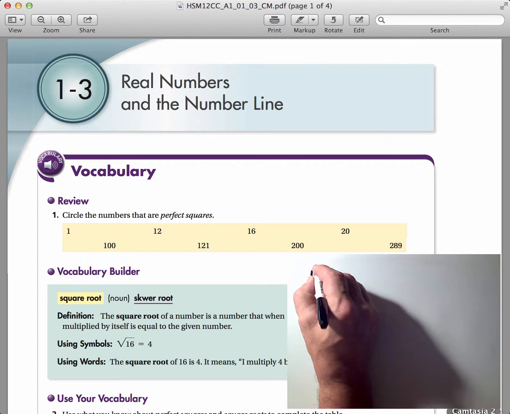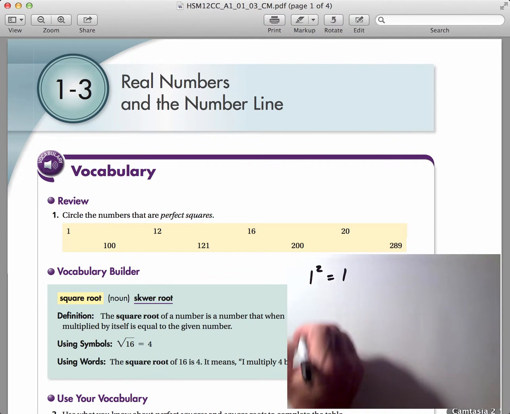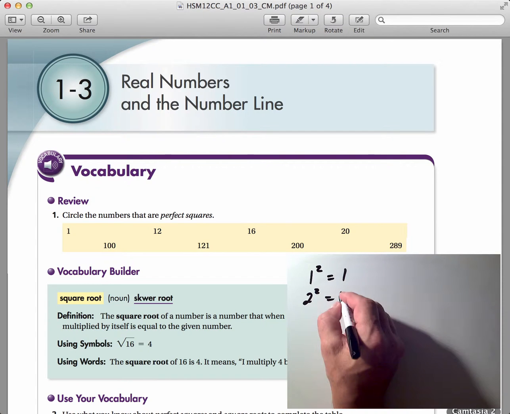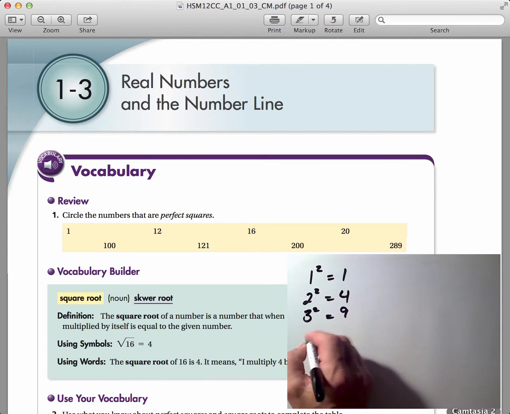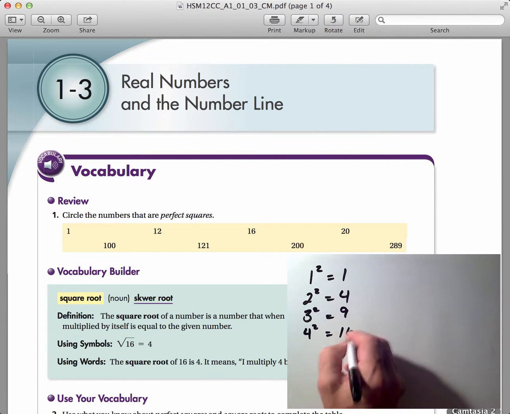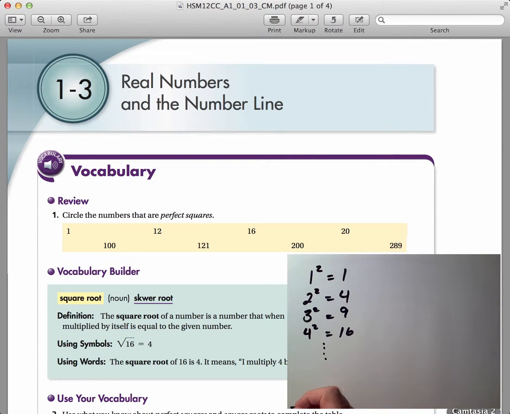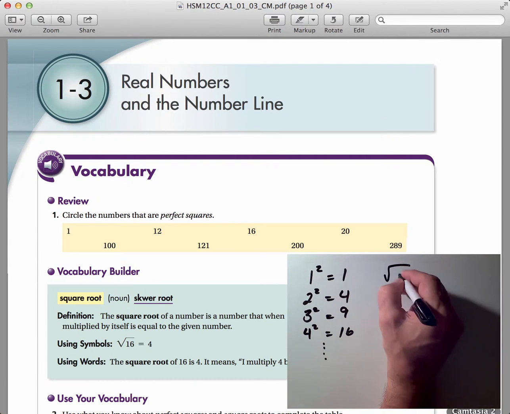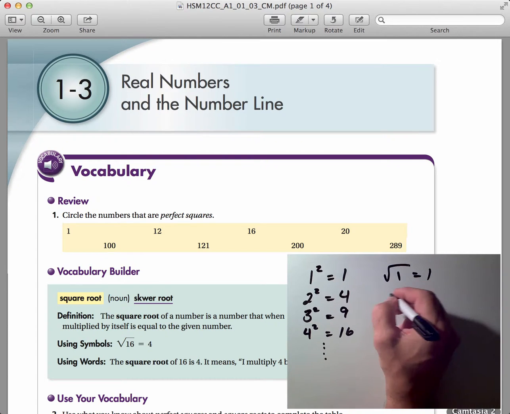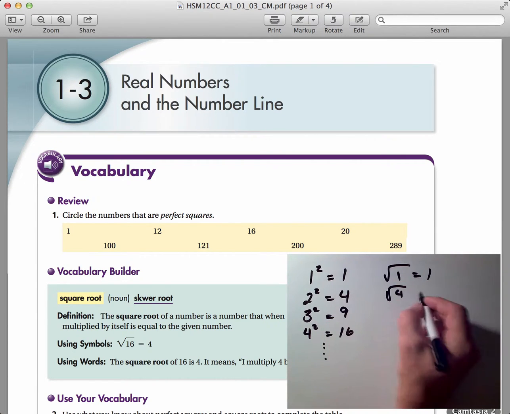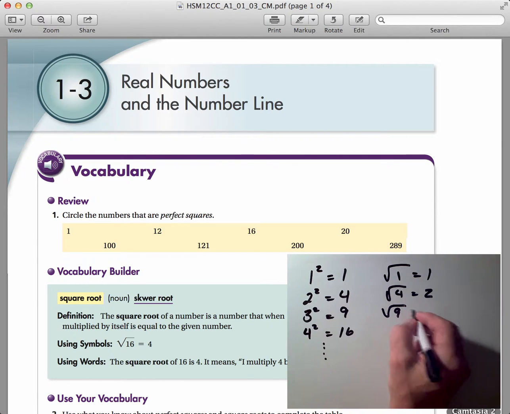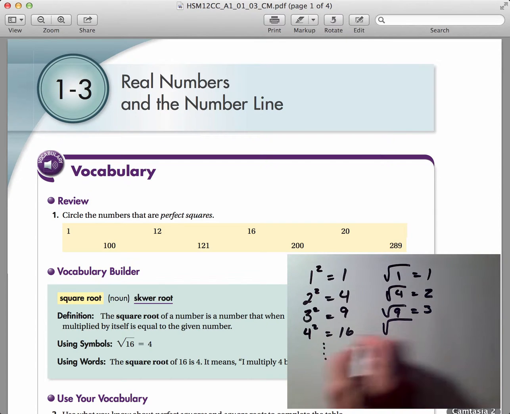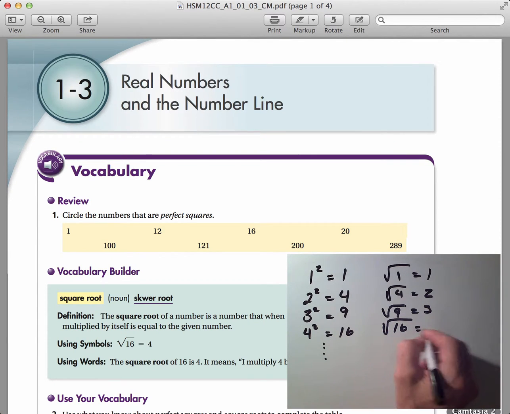So let's look at 1. 1 squared equals 1. 2 squared equals 4. 3 squared equals 9. 4 squared equals 16, and on down. We can also say the square root of 1 equals 1. The square root of 4 equals 2. The square root of 9 equals 3. The square root of 16 equals 4, and on down the line.